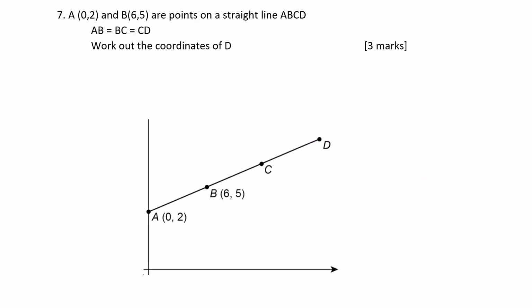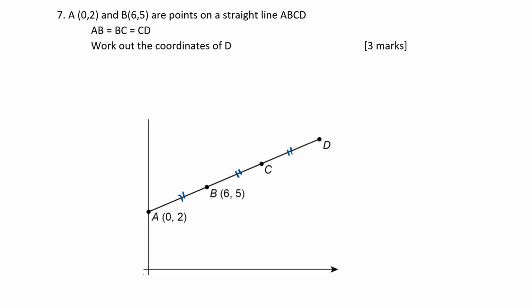Question 7. The point A, which has coordinates 0, 2, and the point B, which has coordinates 6, 5, are points on the straight line A, B, C, D. We're told that AB is equal to BC, which is equal to CD. So let's just mark that on the diagram. So these are all the same length, aren't they? These three sections. Work out the coordinates of D.